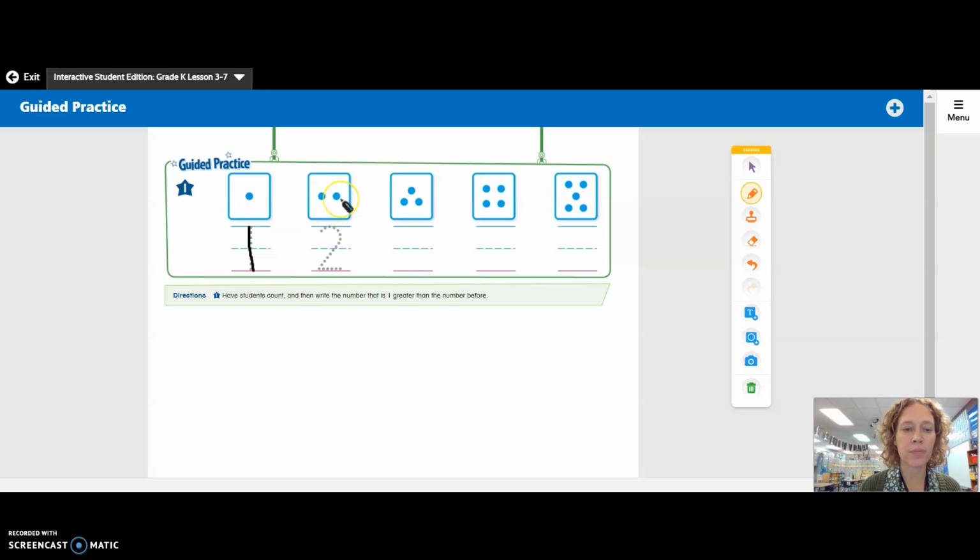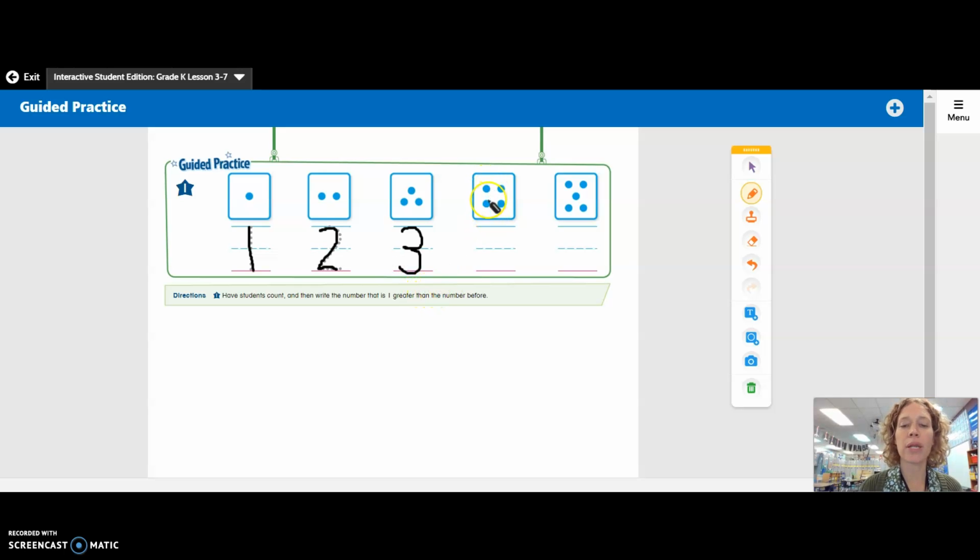1, 2. All right, we're at number 2. And 2 is 1 more than 1. Now we added 1 more dot. Let's count how many. 1, 2, 3. So now we make a 3. Little curve, little curve. What's 1 more than 3?